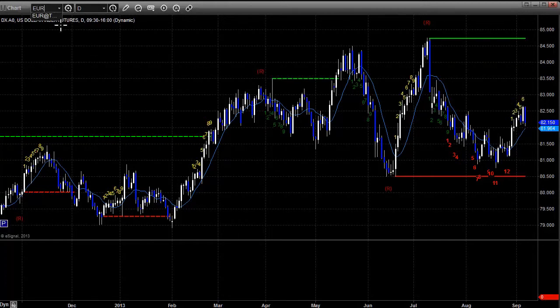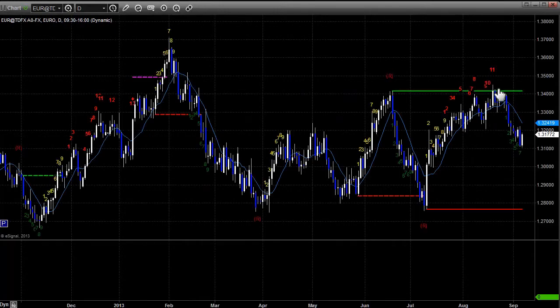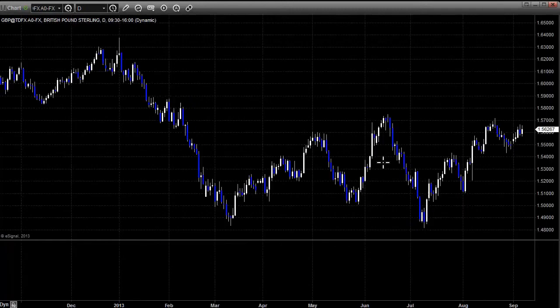Let's take a look at the euro dollar. We'll also look at the pound. So the euro had run into a green static trend line up here, got to 11 bars up. Rolled over, and now is back into the neutral area as you would expect with the dollar index doing that.